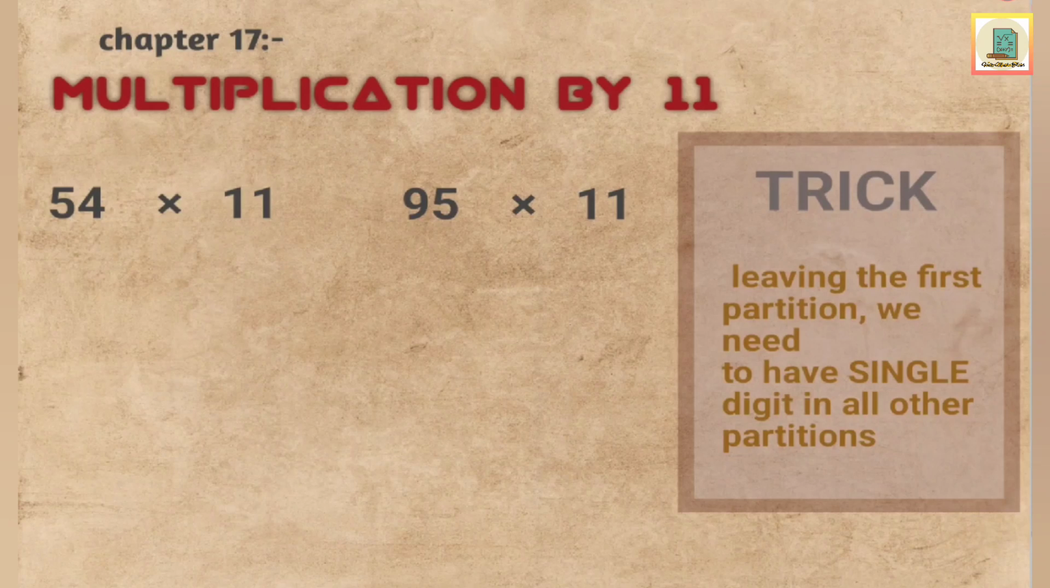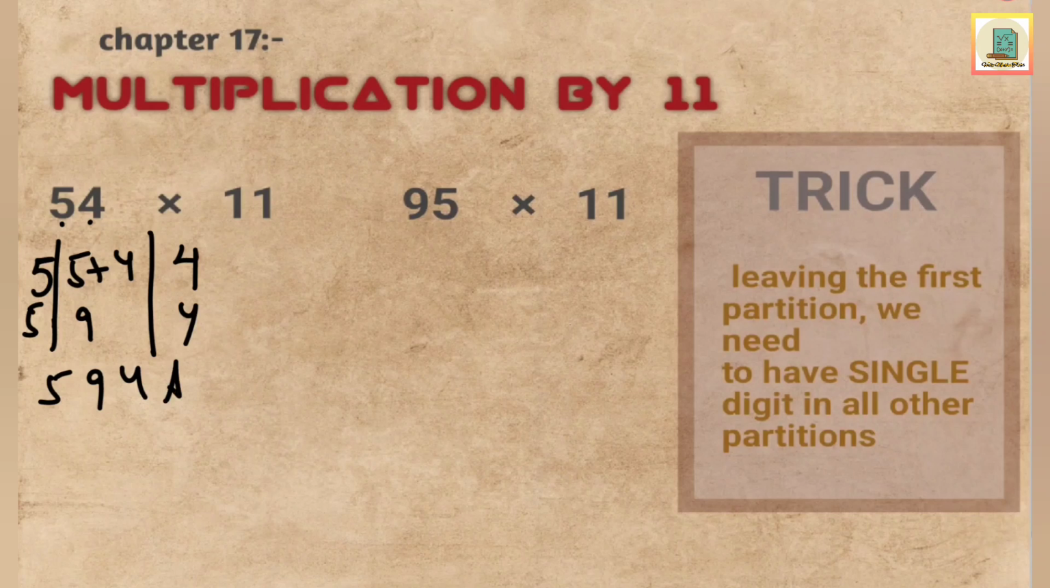So the first question here is 54 multiplied by 11. Here we write the first number as it is, which is 5. Now make a partition and add both the numbers, which is 5 plus 4. Now make a partition again and write the last number, which is 4. So 594 is the answer.